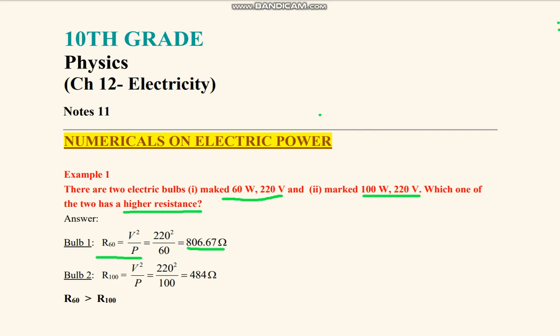Similarly, you can find the resistance of the second bulb. For that bulb also, the voltage and the power rating are given in the question. So using those and inserting the values in the formula of R, you get the resistance of the second bulb as 484 ohm. So in this question, we found that the 60 watt bulb has higher resistance than the 100 watt bulb.